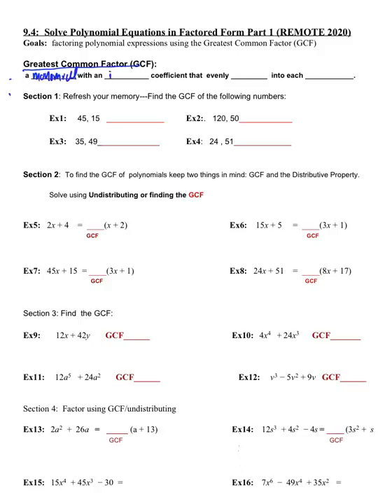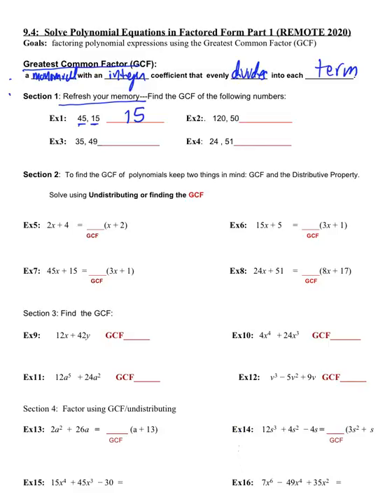with an integer coefficient that evenly divides into each term. Right? Just to refresh your memory from years past, let's find the GCF of a couple of numerical values. So for example 1, the GCF of 45 and 15, the highest number that evenly divides into both of them is 15. So GCF is 15.